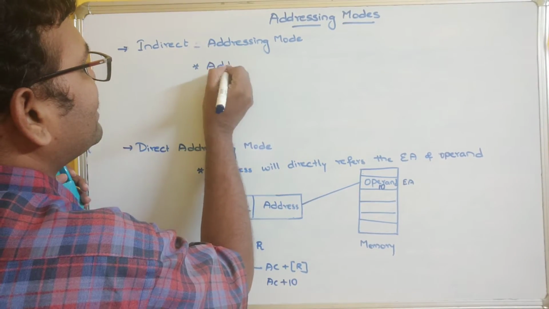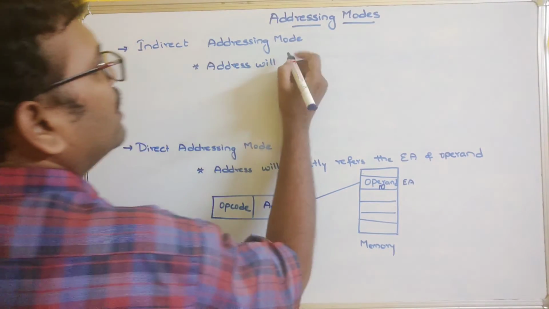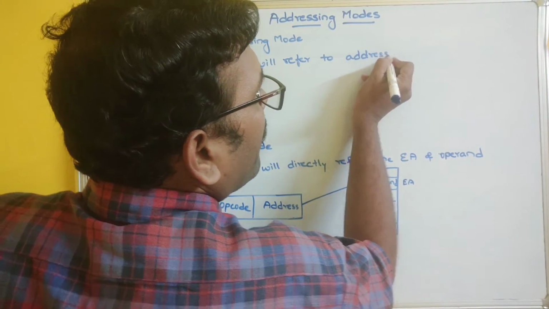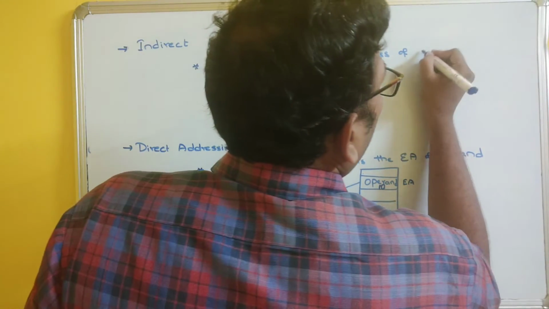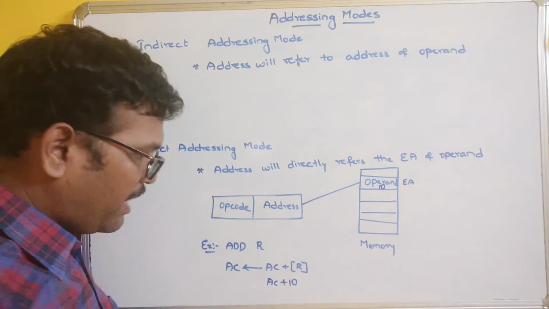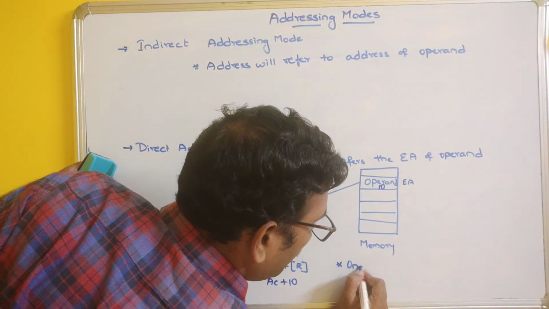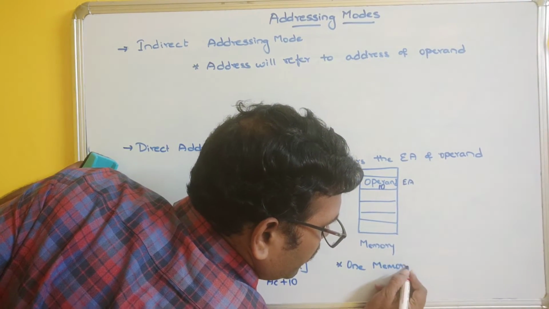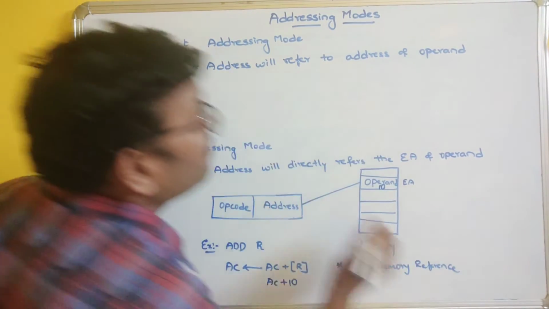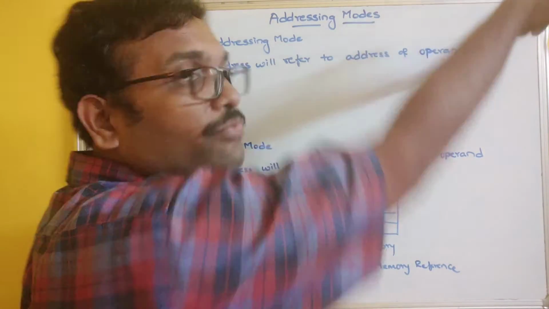So here the address will refer to the address of the operand. That means that two memory references will be there. Here we are having only one memory reference in order to fetch the instruction. But here the address of the instruction format will refer to the address of the operand.